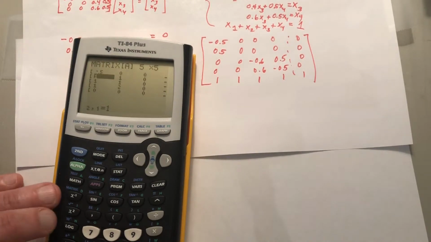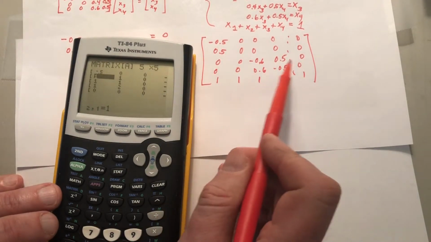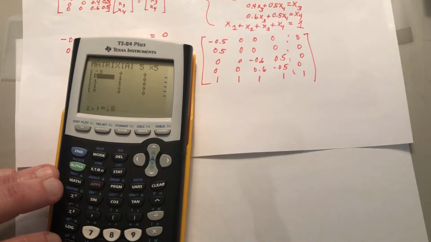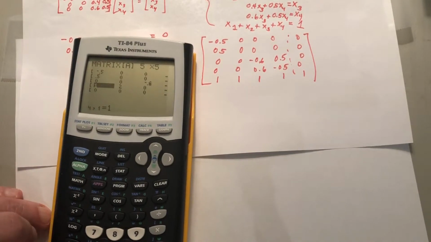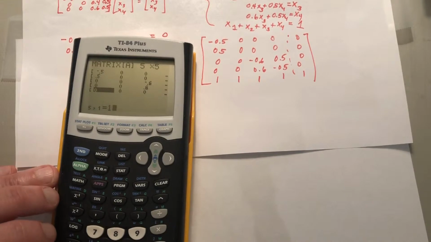Do I have enough zeros? Yeah. Yes. I have 0.5 here, 0, 0, 0, 0, 0, 0, a negative 0.6, 0.5, 0. I have 0, 0, 0.6, negative 0.5, 0, 1, 1, 1, 1, 1.